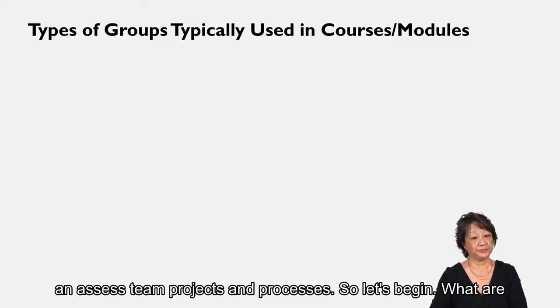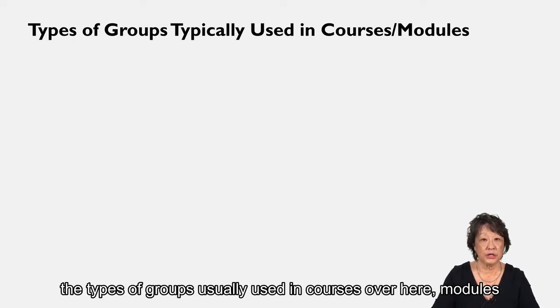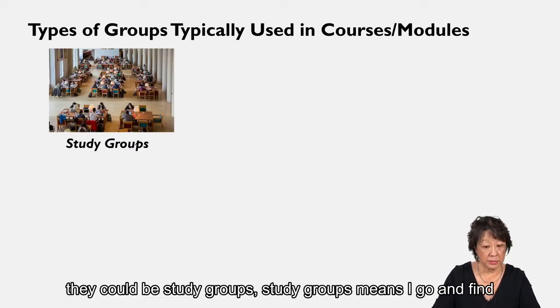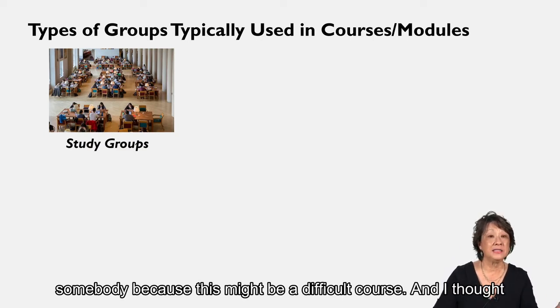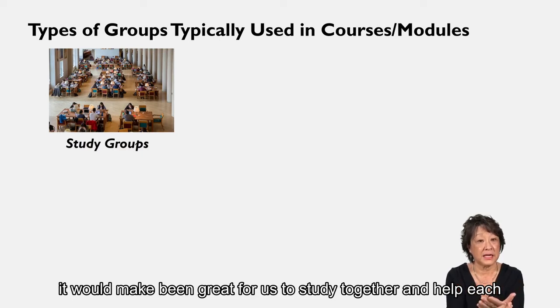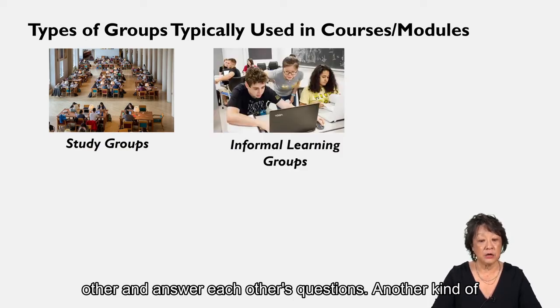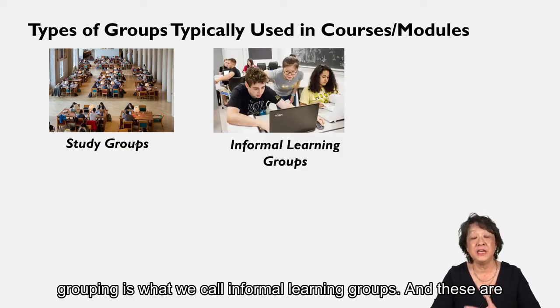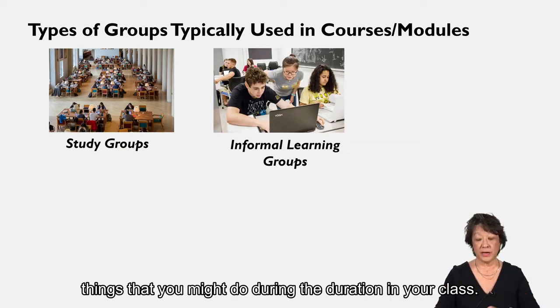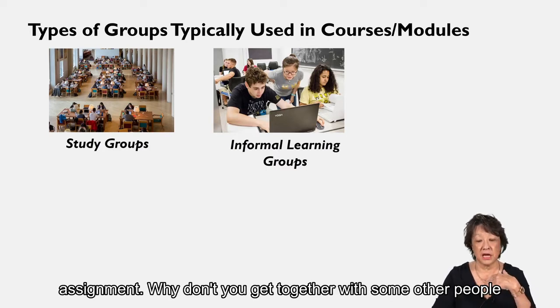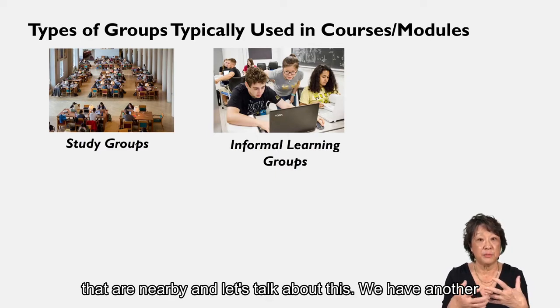So let's begin. What are the types of groups usually used in courses over here, modules over there? Well, they could be study groups. Study groups means I go and find somebody because this might be a difficult course, and I thought it would be great for us to study together and help each other and answer each other's questions. Another kind of grouping is what we call informal learning groups. These are things that you might do during your class, where you might say, okay, here's a question, or here's an assignment. Why don't you get together with some other people that are nearby and let's talk about this.